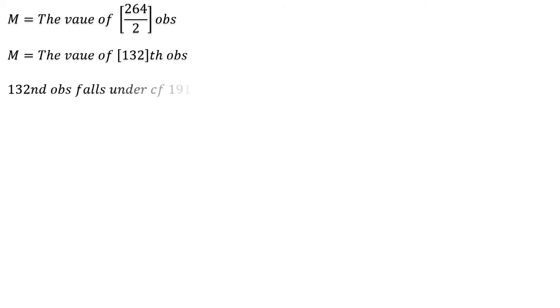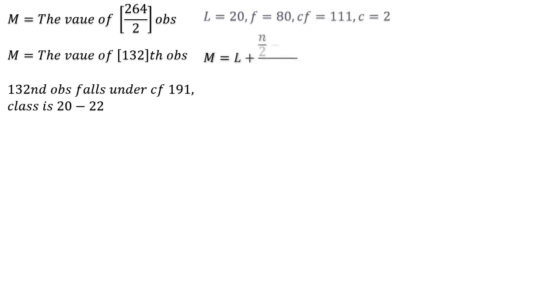The median of the data will be the value of n upon 2 observation, that is 264 upon 2, that would be the 132nd observation. Now the 132nd observation will fall under the CF 191, so the class will be 20 to 22. So lower limit 20, frequency 80, CF 111 and C is 2.